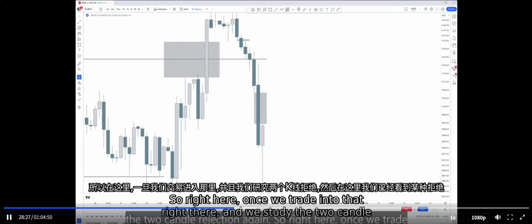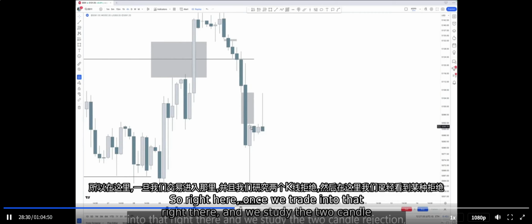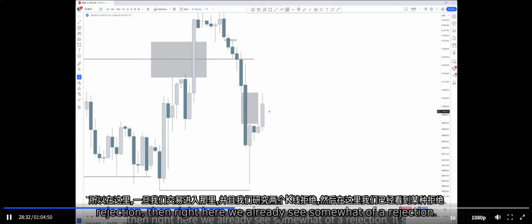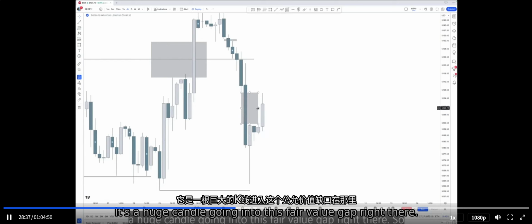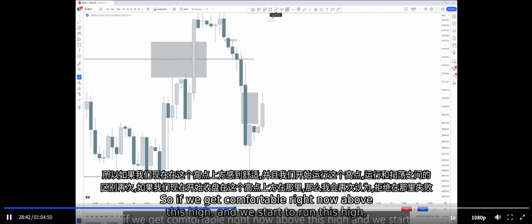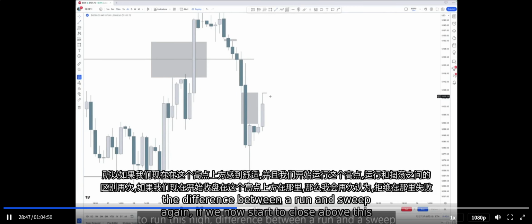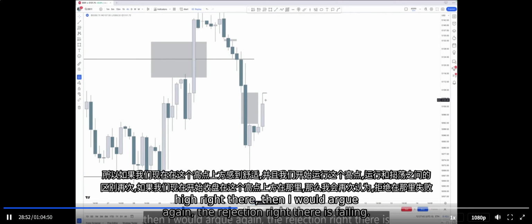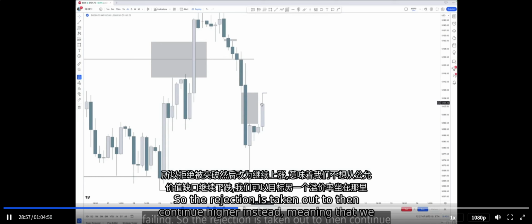So right here, once we trade into that, and we study the 2 candle rejection, we already see somewhat of a rejection. It's a huge candle going into this fair value gap right there. So if we get comfortable right now above this high and we start to run this high, the difference between a run and a sweep again, if we now start to close above this high right there, then I would argue again, the rejection right there is failing. So the rejection is taken out to then continue higher instead, meaning that we do not want to continue lower off that 4-hour value gap.